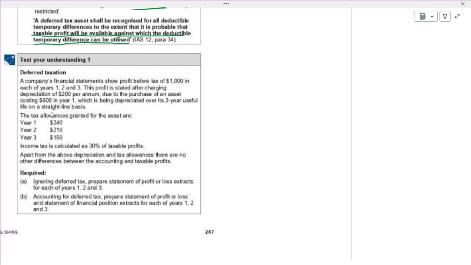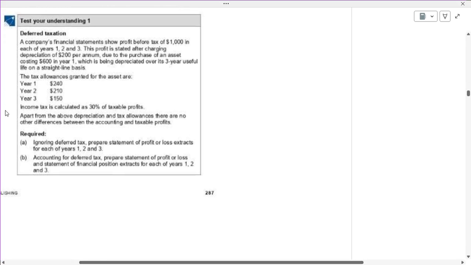Income tax is charged at 30% on taxable profits. Apart from the above depreciation and tax allowances, there is no other difference between the accounting and tax. There are two questions. First, ignore deferred tax and prepare the statement of profit and loss account. Second, account for deferred tax and prepare the profit and loss account for each year.